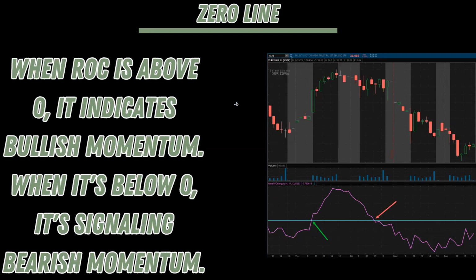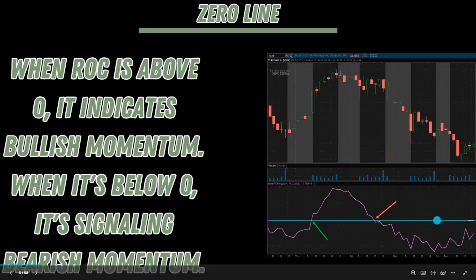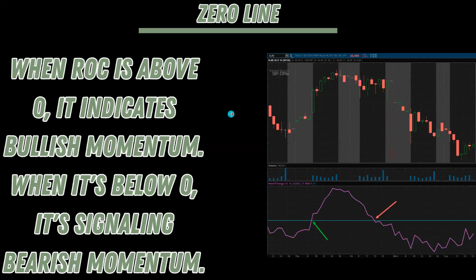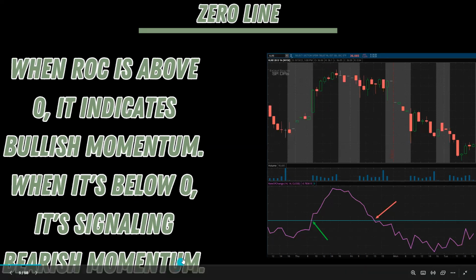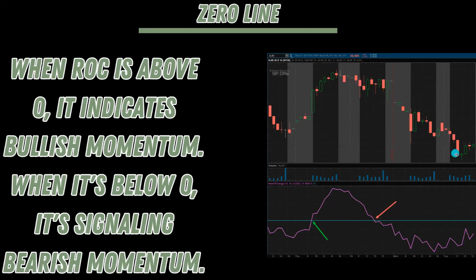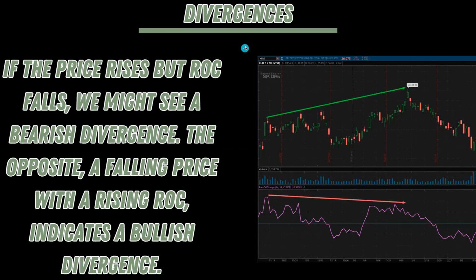The zero line is going to be this line right here on your chart. When the rate of change is above zero, it indicates bullish momentum. You can see here, once we cross above zero, look what the stock does. The stock starts trading more bullish, in an upwards direction. And when it's below zero, it's signaling bearish momentum. You can see once it crosses back down below zero here, it starts going in bearish momentum and a bearish trend.